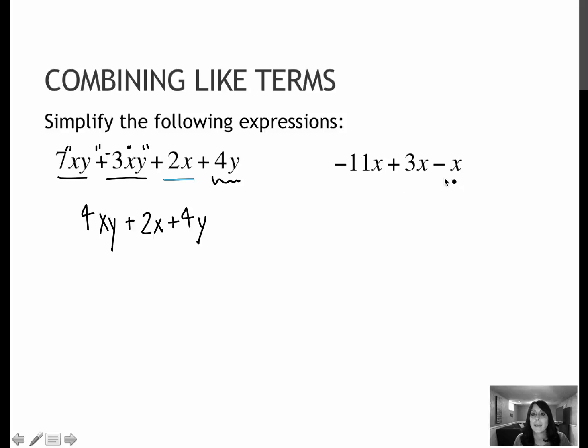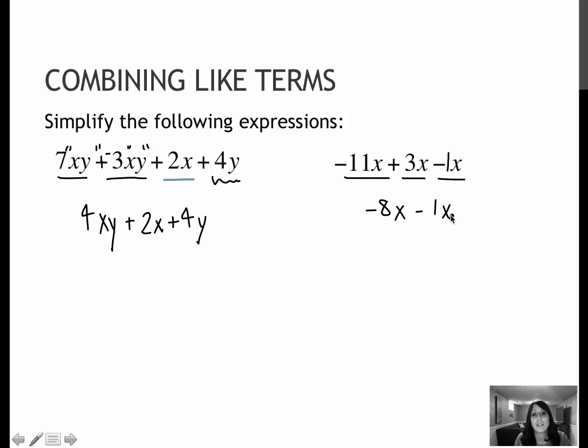For my next example, notice this has an x, this has an x, and this has an x. So really all I'm doing is I'm thinking about taking negative 11 plus 3 minus, remember what that coefficient is, 1. So negative 11 plus 3, these are opposite signs or different signs, so I find the difference. Their difference is 8. The bigger number is negative. Don't forget to leave the x.